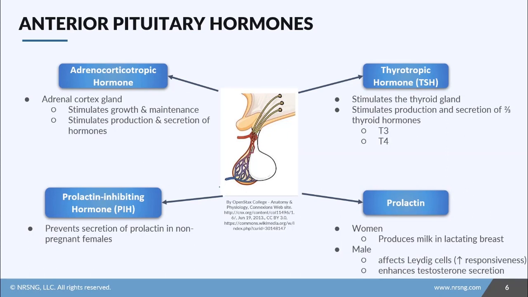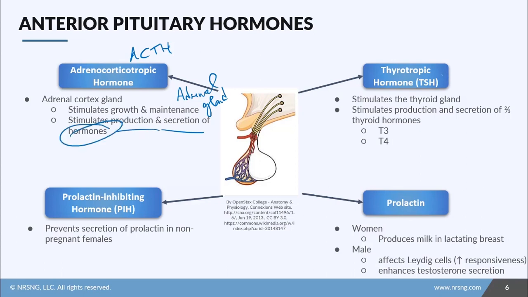Now, there are 4 other hormones that we're going to look at. You've got the adrenocorticotropic hormone, the thyrotropic hormone, the prolactin inhibiting hormone, and prolactin. Now, the adrenocorticotropic hormone, or ACTH, is responsible for controlling the adrenal cortex in the adrenal gland. What it does first is it stimulates the growth and maintenance of the adrenal gland itself. Then it also helps to stimulate production and secretion of the hormones associated with the adrenal gland.